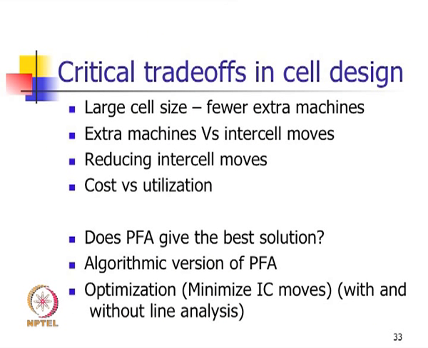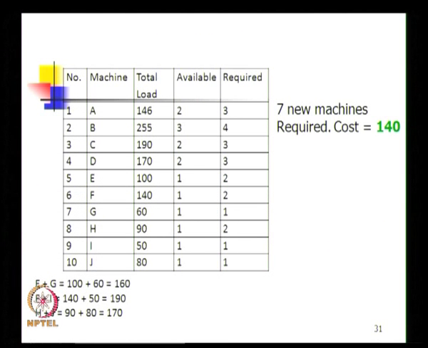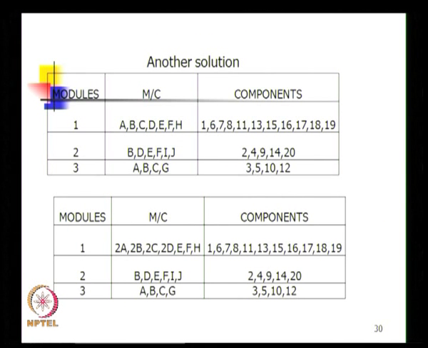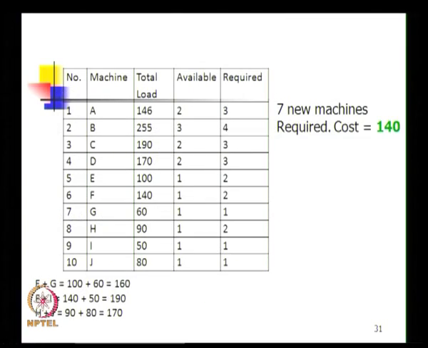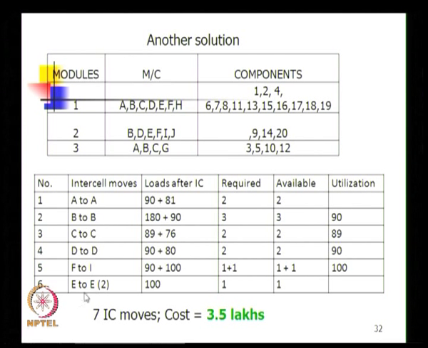Extra machines versus intercell moves. This solution is also a pointer that we have more machines in the cell, even though it requires fewer extra machines. There is one very large sized cell. So when you have large sized cells, they will have the ability to absorb a lot of workload within that cell, and therefore they will minimize the intercell moves. That is why this solution gave us 7 intercell moves as against 8 intercell moves in the previous case.